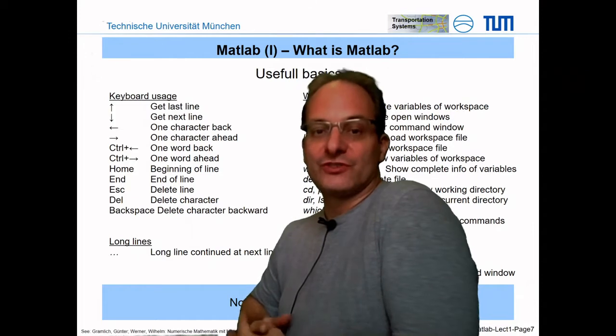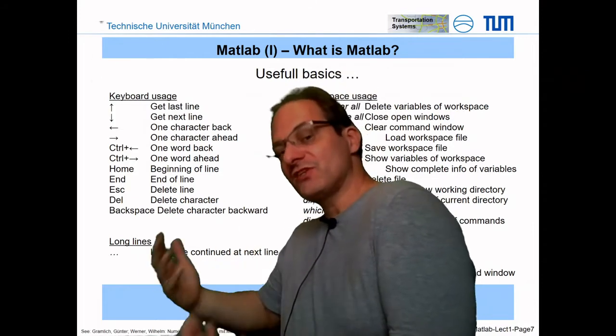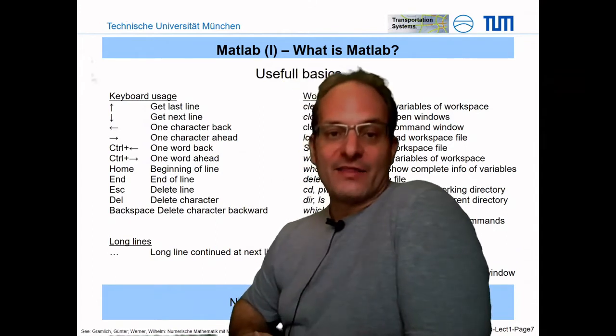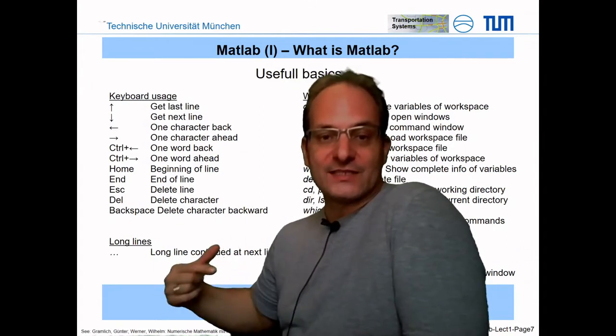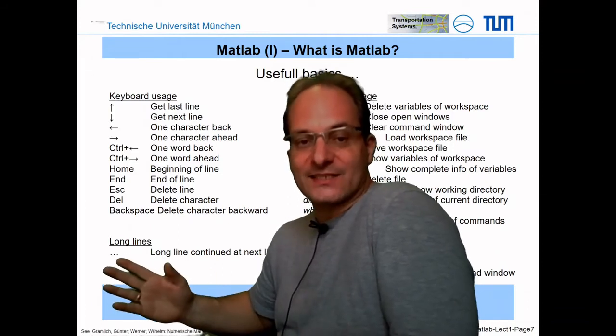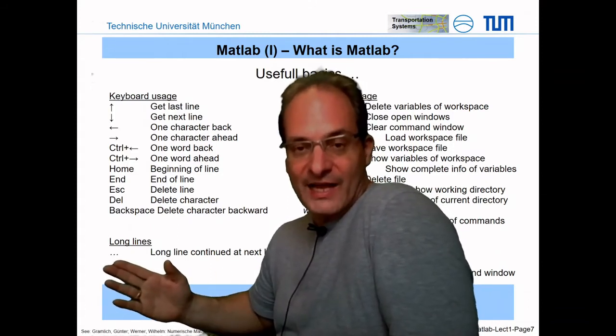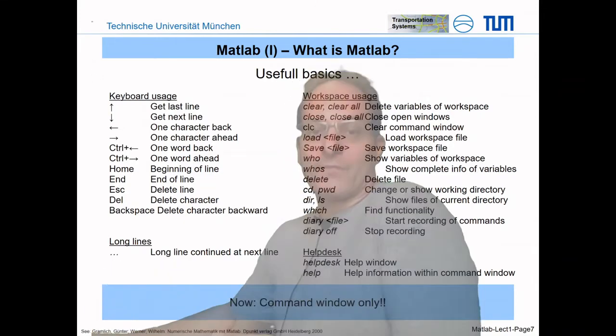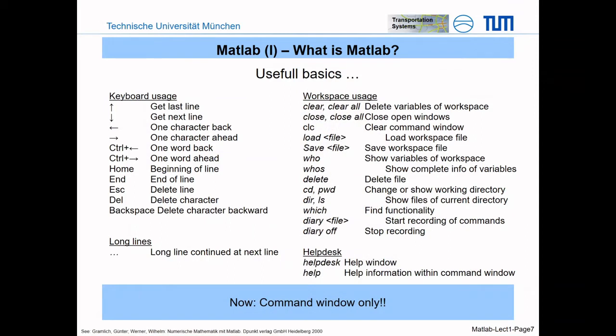And if you want to continue in the next line, so that one command should be continued in the next line, then it's quite helpful to use these dots here. So 3 dots mean go to the next line and continue the command there. On the other hand, you have the workspace calls. All of these things are functions.